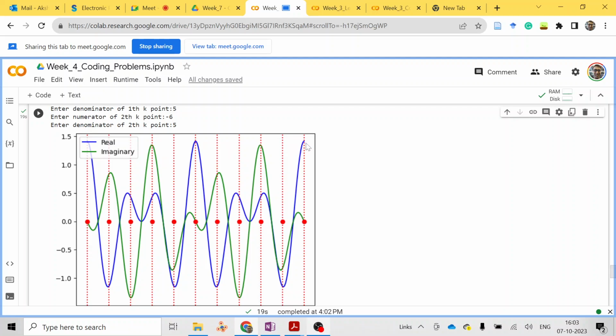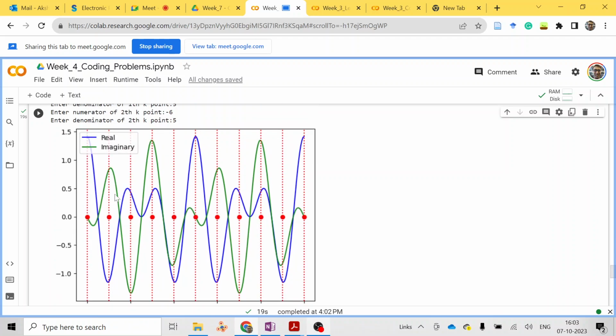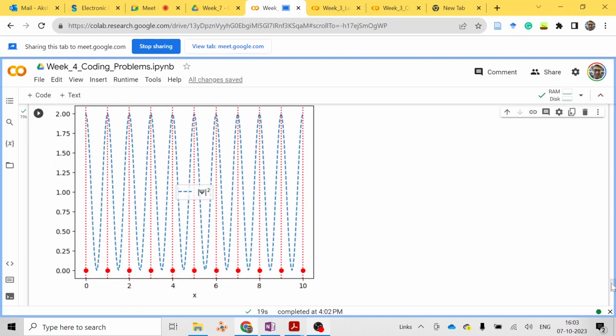So the blue curve, you can see that this periodic boundary condition is being satisfied here, from 0 to 10. The blue curve is continuous, and the green values will also be continuous. So the periodic boundary condition is satisfied, and we can see that mod of psi square also has the periodicity of our direct lattice. So mod of psi of x plus small na whole square equals mod of psi x square. So option A is doing good. Option A will be correct.